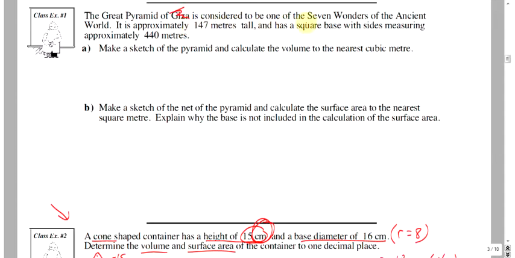It is considered to be one of the seven wonders of the world. Because, think about it, 147 meters. Is that pretty tall? Yes. There's two, 145 more. That thing is pretty big. It probably took a crew of 1,000 people 50 years to build it, right? It has a square base, with sides measuring 440. All right. Make a sketch. Okay, you paying attention?